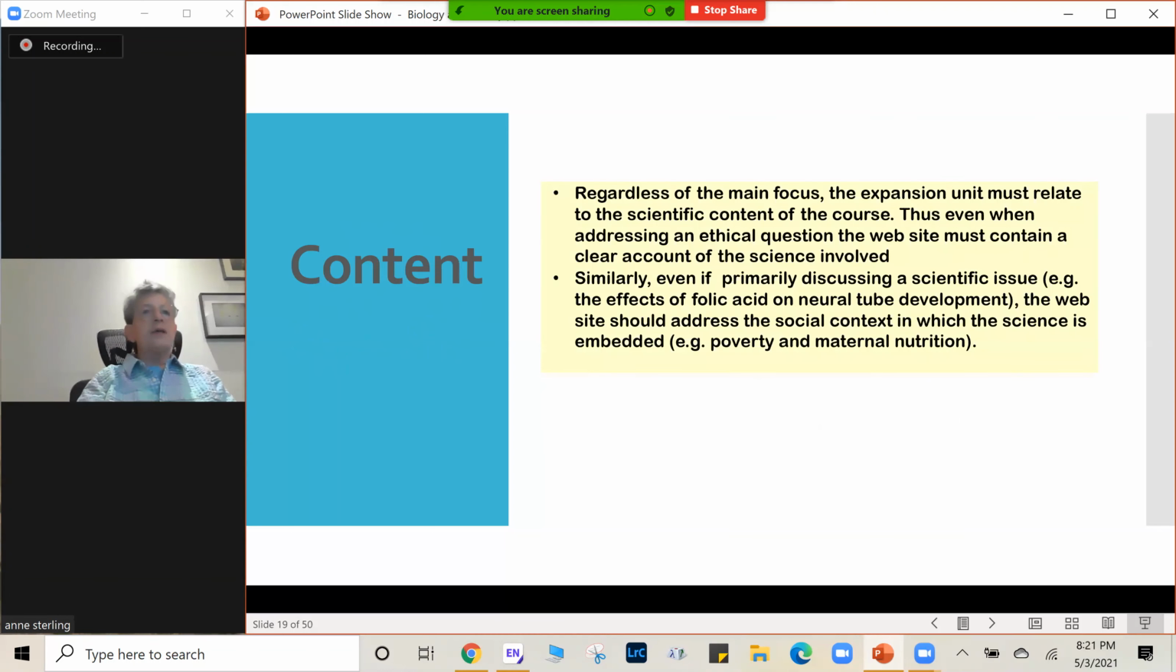So in terms of content, regardless of the main focus, the expansion unit, I said, must relate to the scientific content of the course. Thus, even when addressing an ethical question, the website must contain a clear account of the science involved. Similarly, even if primarily discussing a scientific issue, for example, the effects of folic acid on neural tube development, the website should address the social context in which the science is embedded, for example, poverty and maternal nutrition.